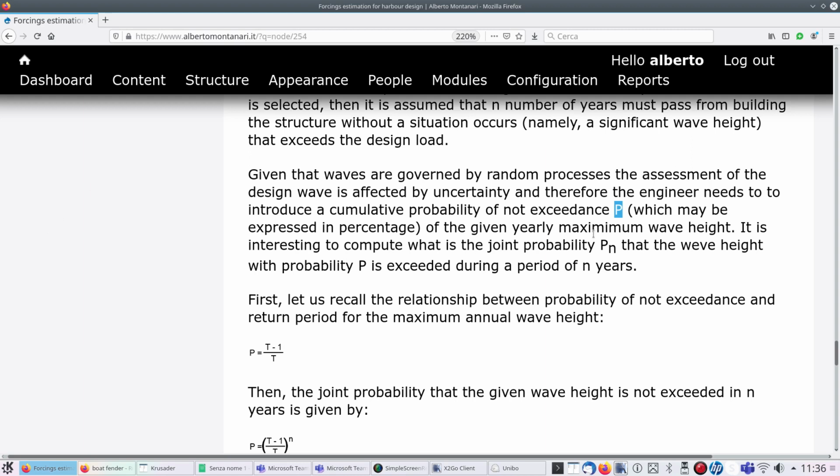Here there is a spelling error. Let me take a note because I need to correct it. Just 1 second. Maximum. Okay. Okay, very good.